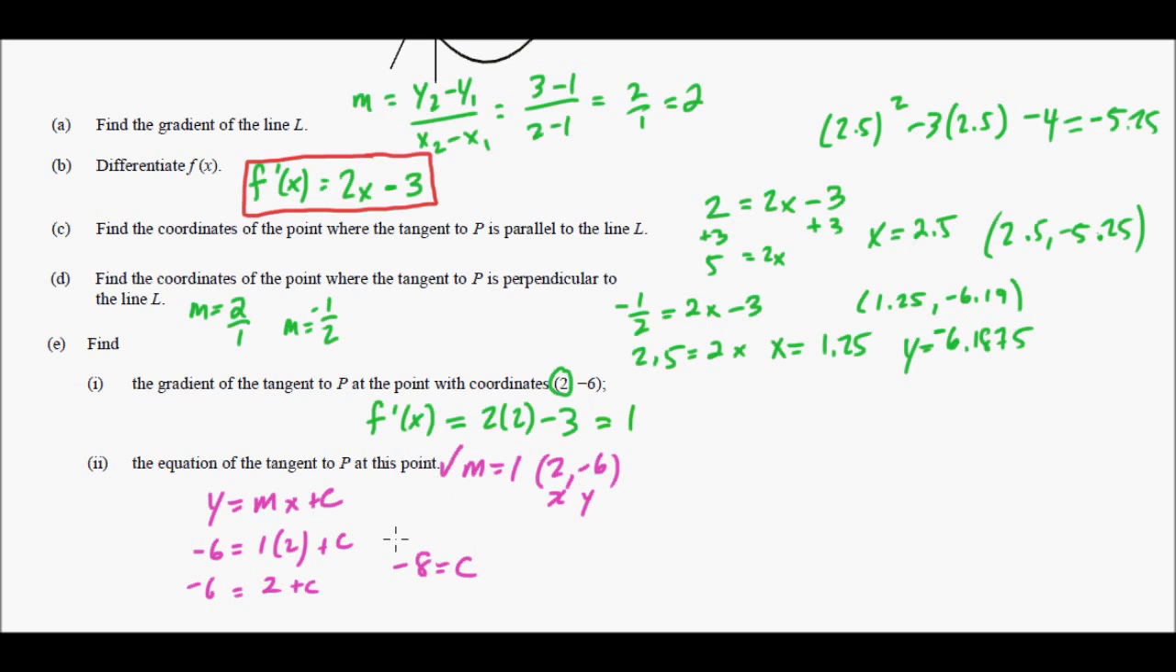Now, once you have m and once you have c, you can write the equation. y equals 1x, well, you wouldn't write that, you'd just write x minus 8. If you wrote 1x, it wouldn't be wrong. And boom, like that, there's your equation of the tangent line right there. So look what we've done here. The calculus we've done is this.